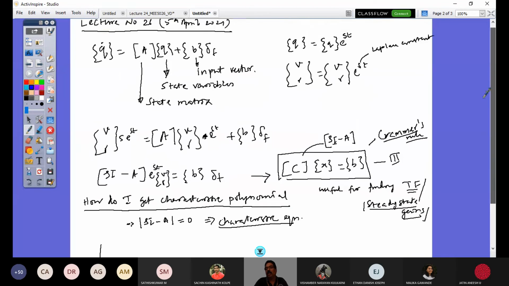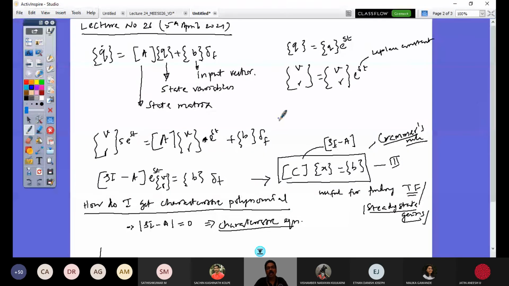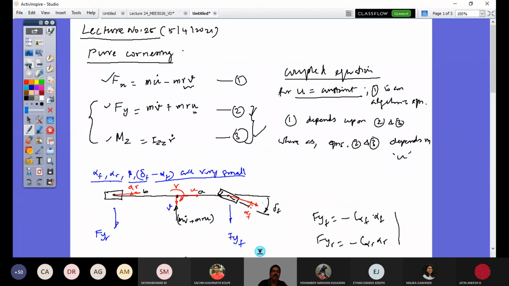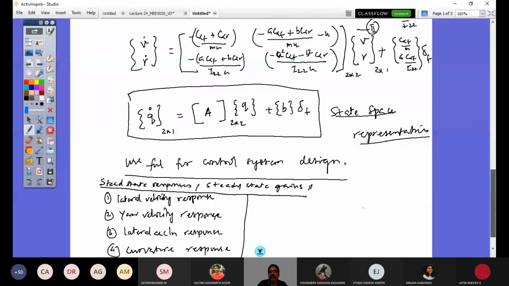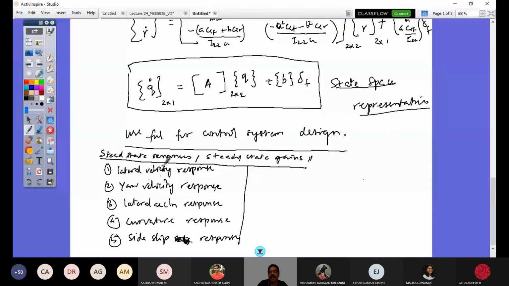So here you could see, these are essentially for the given steering input. So I have lateral velocity response, let me call it gain. How has that been obtained? It is nothing but V for given steering input, as s tends to 0, whatever you have.